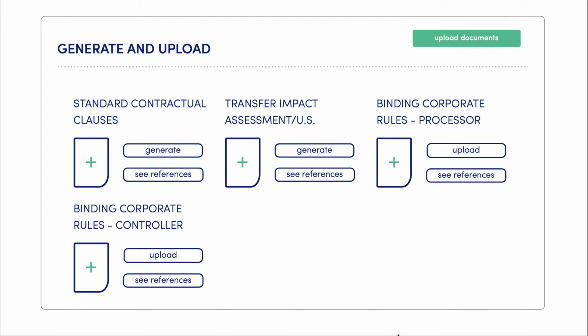Two steps are necessary to transfer personal data from the EEA to the U.S. First, the equivalency of U.S. law must be assessed, and second, a transfer tool must be chosen. GDPRsimple provides easy access to the most common transfer tools, standard contractual clauses, and binding corporate rules. Standard contractual clauses, or SCCs, are the most often used transfer tool.